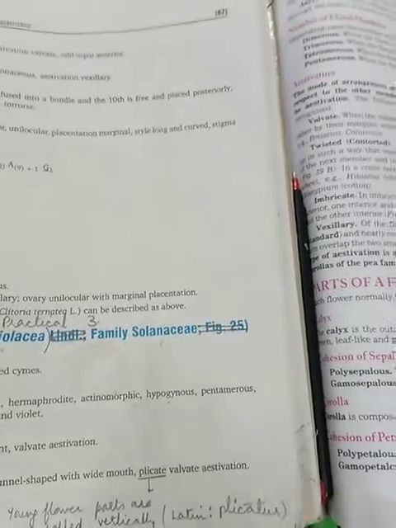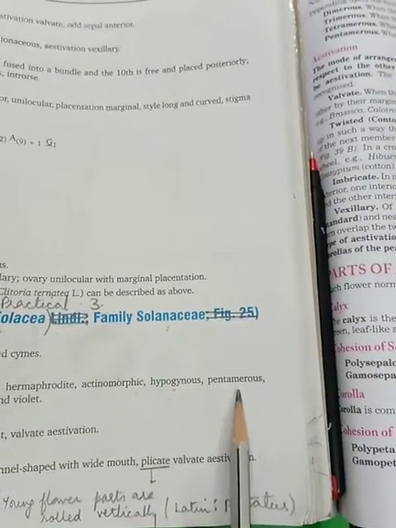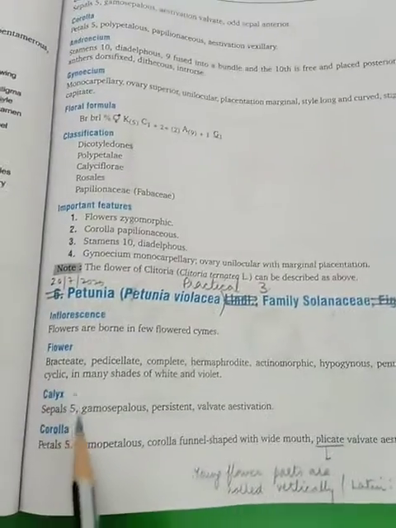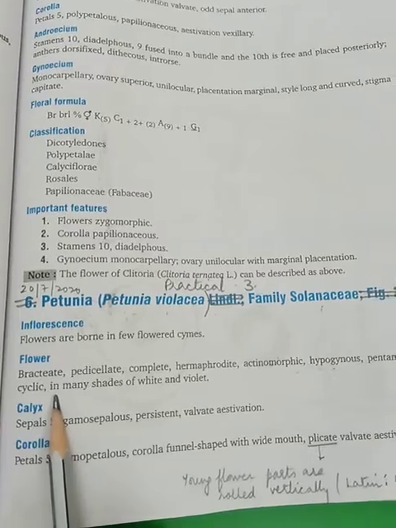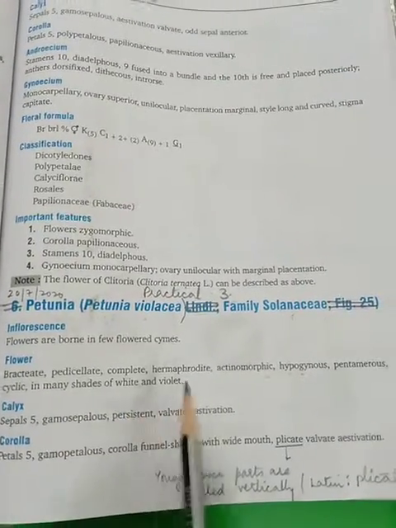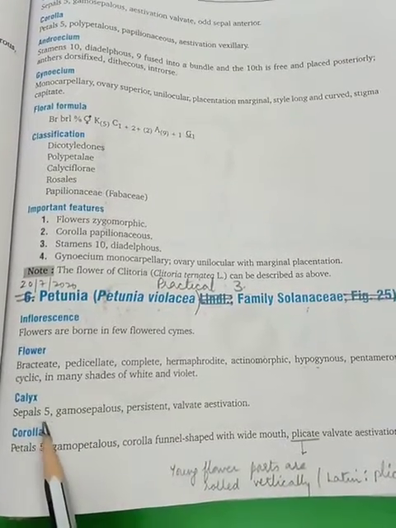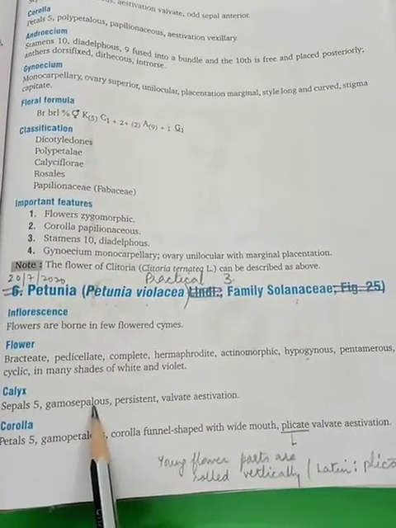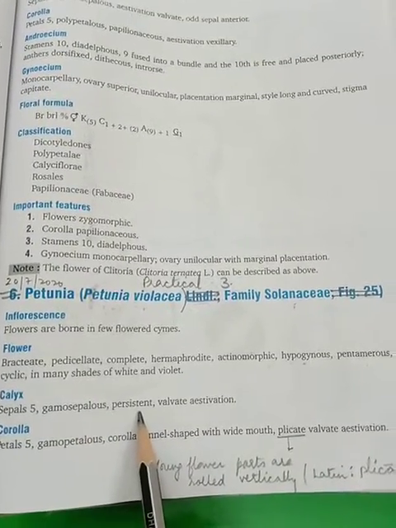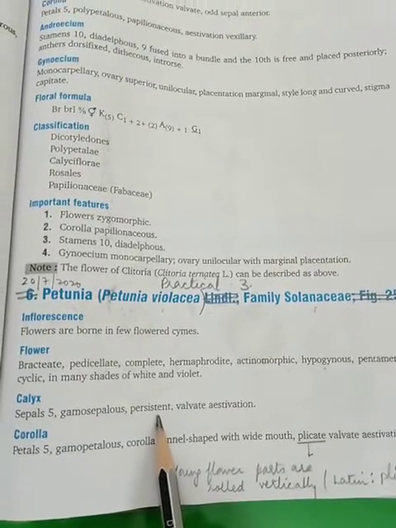Then pentamerous, because the floral whorls are in numbers of 5 or multiples of 5. Cyclic is the manner how they are arranged, in a cyclic fashion, in many shades of white and violet. Calyx consists of 5 sepals. Gamosepalous because they are fused. Persistent because the calyx even persists after the process of fertilization.